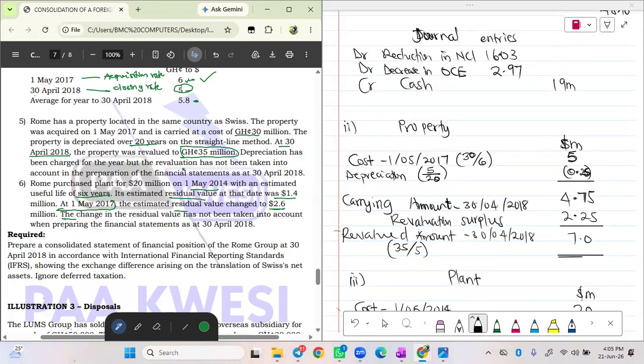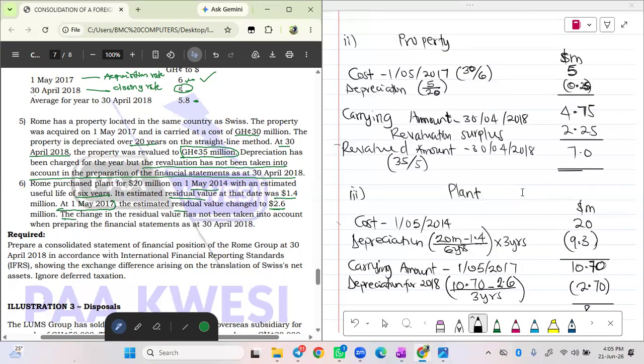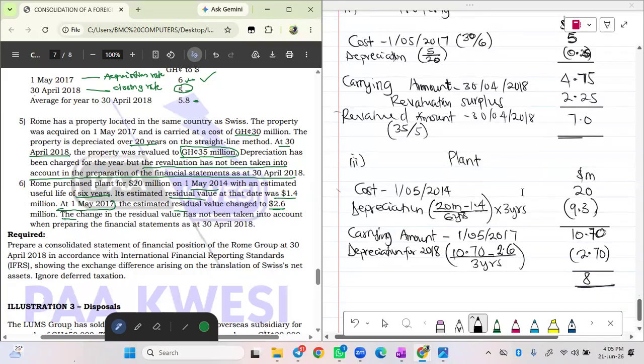Depreciation has been charged for the year, but the revaluation has not been taken into account in the preparation of the financial statement. Then when they say this, it means they've recorded the depreciation, the item itself, with the exception of what? Revaluation differences. So with this one too, they said that the change in the residual value has not been taken into consideration, but they recorded the plant itself. So don't go and add +8.